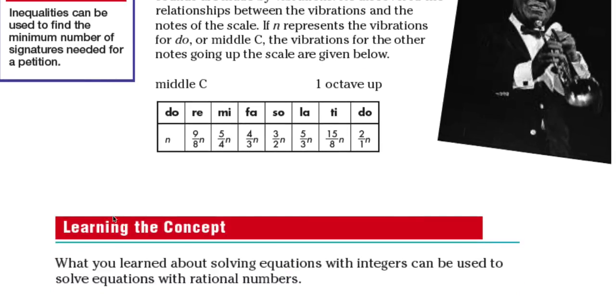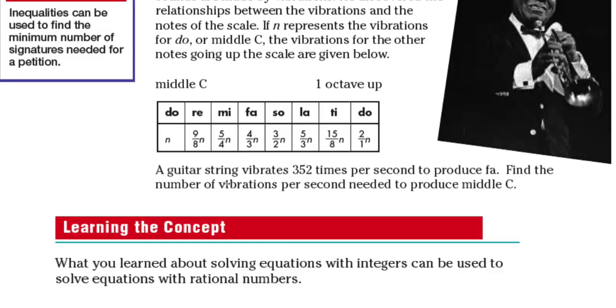Okay, knowing that scale, let's say a guitar string vibrates 352 times per second to produce Fa. Find the number of vibrations per second needed to produce middle C. So if it takes 352 times per second to produce Fa, how many vibrations will it need to produce middle C or Do?